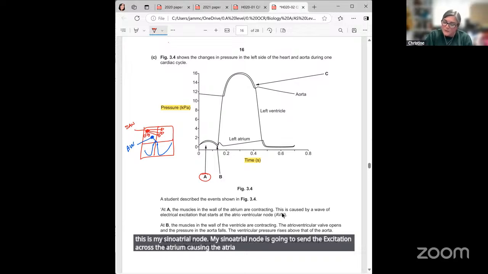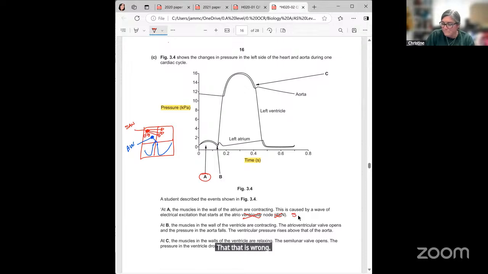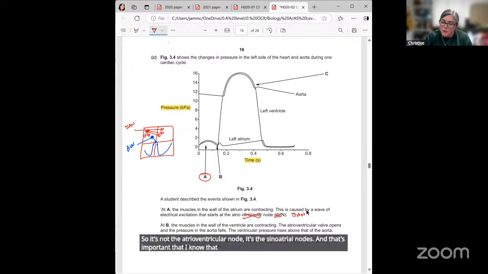So straight away, I know that that is wrong. It should actually say the SAN. It's not the atrioventricular node, it's the sinoatrial node. And that's important that I know that. How do I know that? Well, you can quite clearly see.